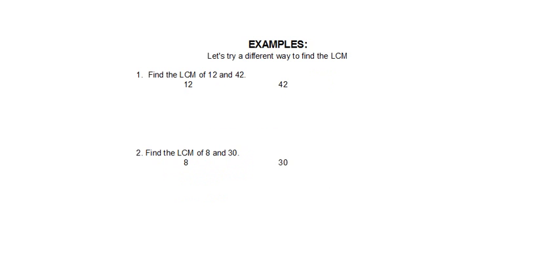So let's look at a few other examples and try to find a different way to find the LCM. If we look at the numbers 12 and 42, and we want to find the LCM of those, the first thing we can do is look at a factor tree. We know that 12 is 2 and 6, and then from the 6 we can get 2 and 3. And from the 42, let's do the same thing. We're going to have 2 and 21. And from the 21, we can get a 3 and a 7.